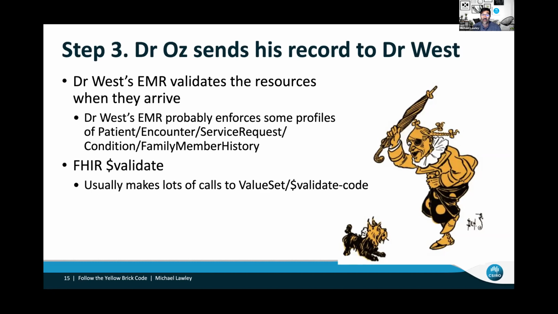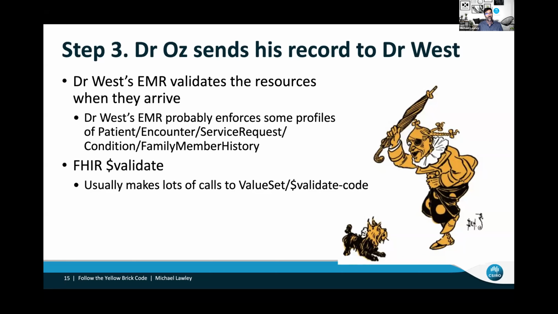And so it needs to perform validation. So it needs to validate these resources. And there may be a set of resources: patient, encounter, the service request for the referral, the conditions, family member history, and so forth. And so all these resources would need to be validated. So FHIR has a validate operation. The validate operation is actually defined on every resource type. And Ontoserver itself supports the validate operation on all resource types.